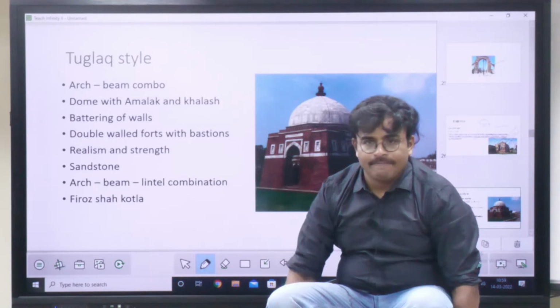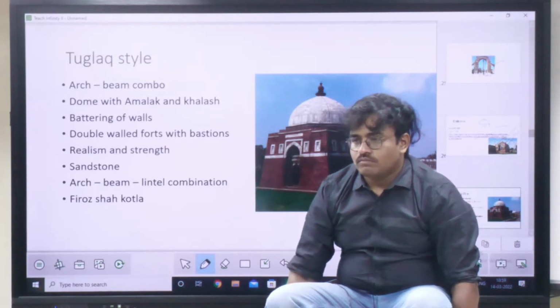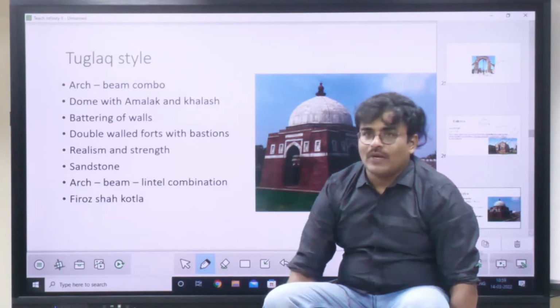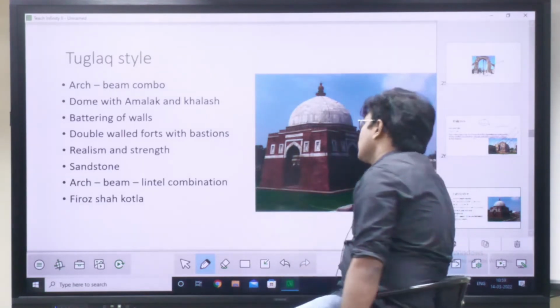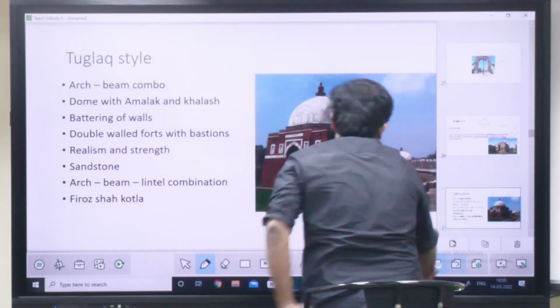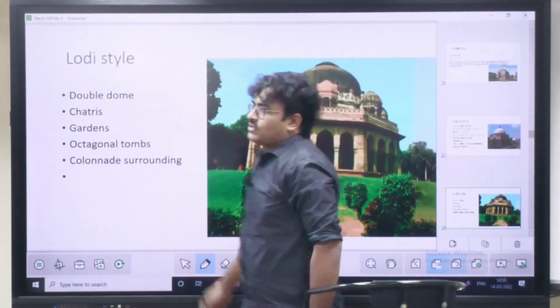Are the people following me? So the next one is after Tughlaqs. The next important rulers who constructed some important structures are Lodis.